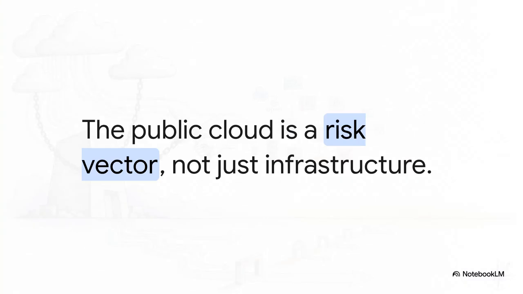So here is the absolutely crucial takeaway. The public cloud is a risk vector, not just infrastructure. We often assume these massive cloud platforms are politically neutral utilities, kind of like your electricity or your water. But global cloud providers operate under the influence of domestic and international laws, meaning your services can be disrupted based on foreign policy, not just a server going down. For the C-suite, this requires a massive shift in how you evaluate enterprise risk.